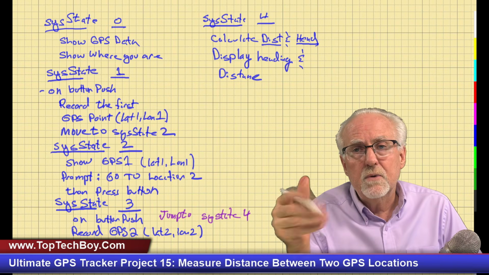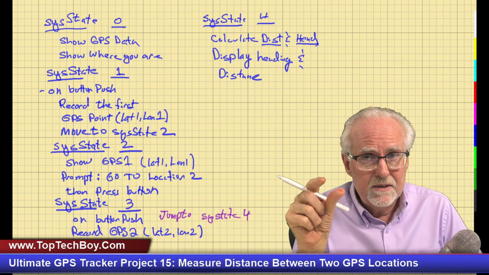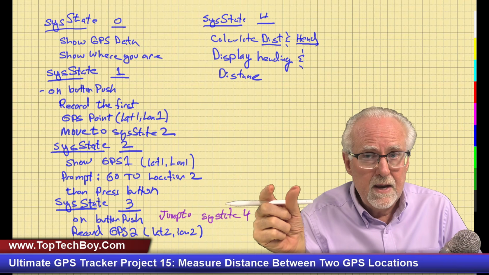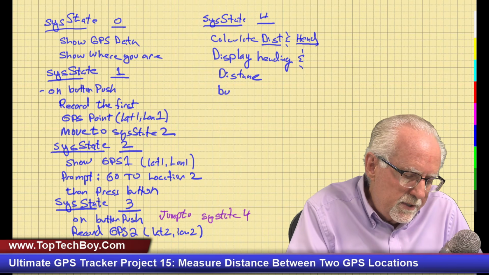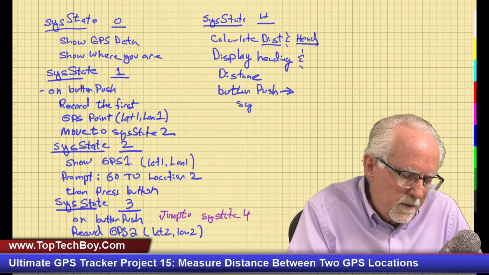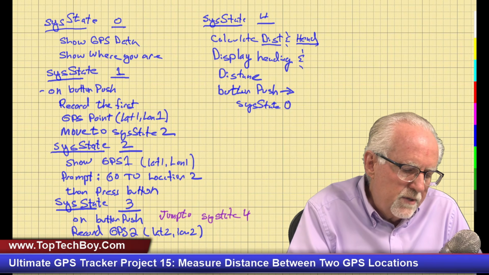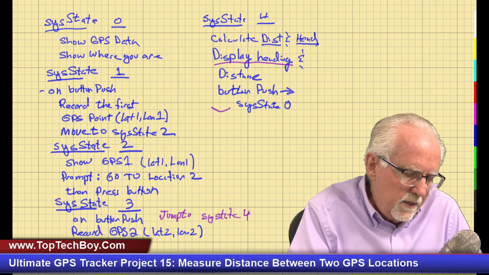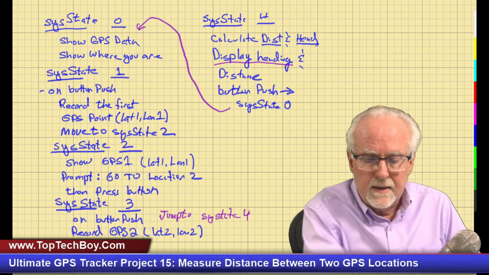And we're just going to leave that on the screen so you can sit and look at it, walk around with it, whatever. You're keeping that distance that you measured and calculated. All right. Now, what if you want to start over? Then on the button push, you're going to go back to sys state 0. Okay, so here, after you're tired of looking at your heading, you're going to jump back up here, and then you can do the whole thing again. Okay, does that make sense?